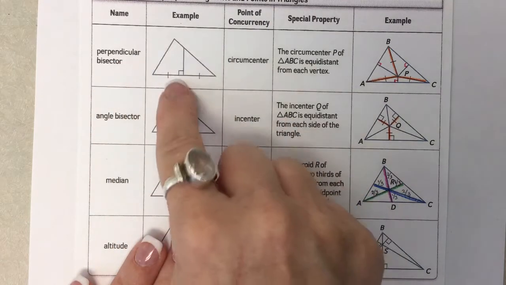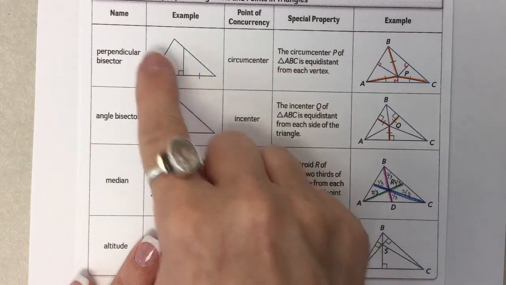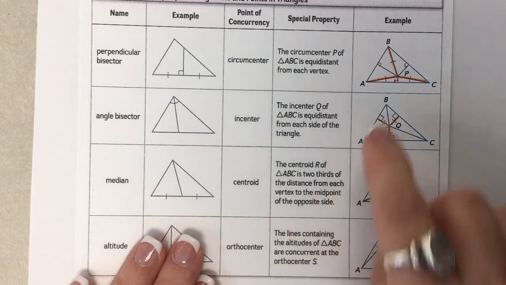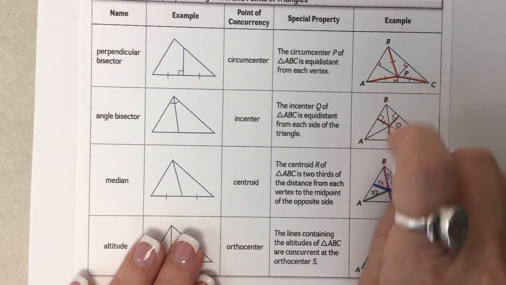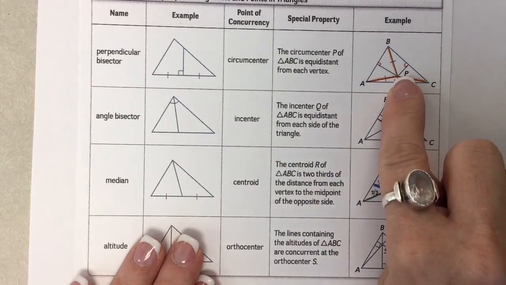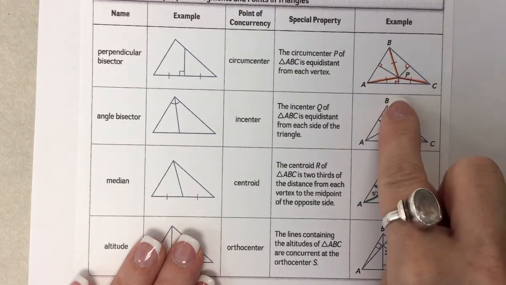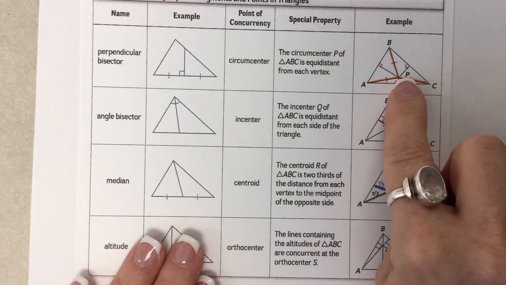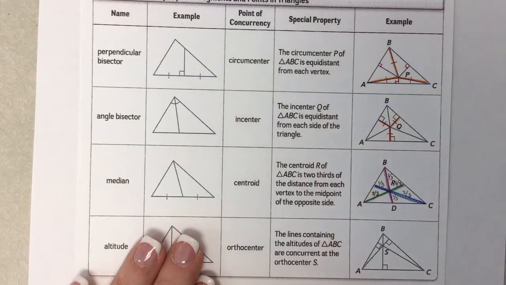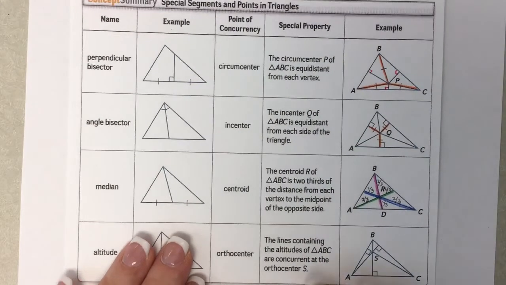So since a triangle has three sides, it has three perpendicular bisectors, one for each side, and where those three intersect is called the circumcenter. Now, the special property of a circumcenter is that once you find that point from the perpendicular bisectors, that point happens to be the same distance to each vertex. So the orange is what results from the construction.